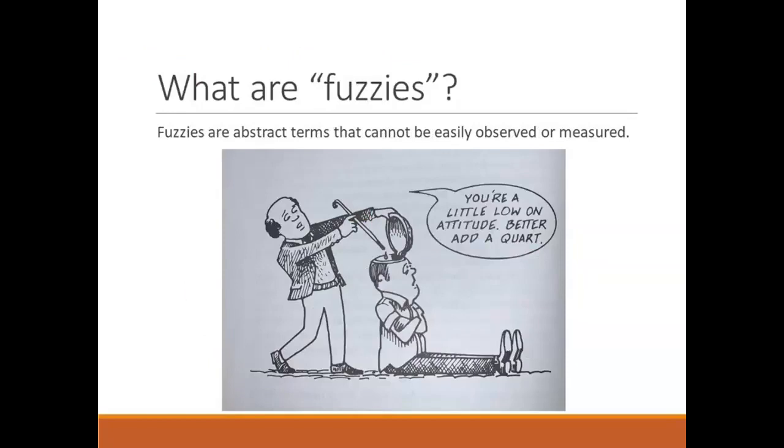What are fuzzies? So fuzzies are those abstract terms that I mentioned on the last slide. So successful, what does that mean? So other examples would be understanding, knowing, appreciating, attitude, sensitivity, motivation. Those are all abstract terms. They all mean something different to me than they might mean to you. So today we'll discuss some ways to break that down into something more specific so we're all on the same page.